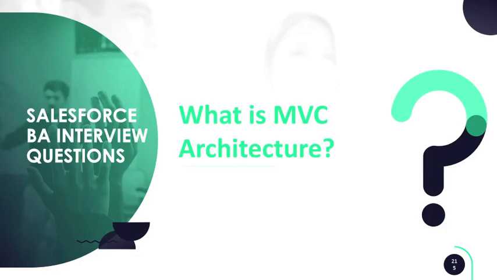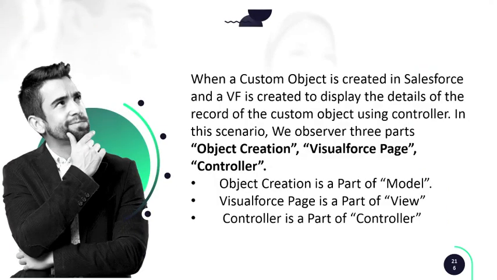Number 49. What is MVC architecture? When a custom object is created in Salesforce and a VF page is created to display the details of the record of the custom object using a controller, in this scenario, we observe three parts: object creation, Visualforce page, controller. Object creation is a part of the model. Visualforce page is a part of the view. Controller is a part of the controller.